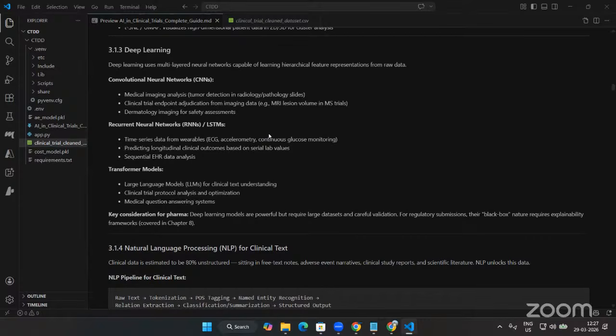Now, in a very similar way, we create such a network with the help of artificial neurons, and that is the area of deep learning, the branch deep learning. The types of neural networks we have are convolutional neural networks, recurrent neural networks, and transformer models. Convolutional neural networks, CNNs.